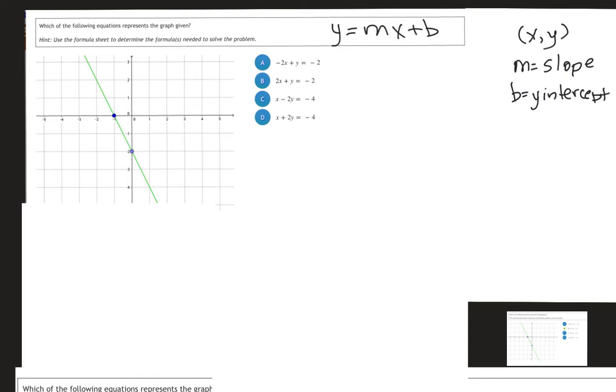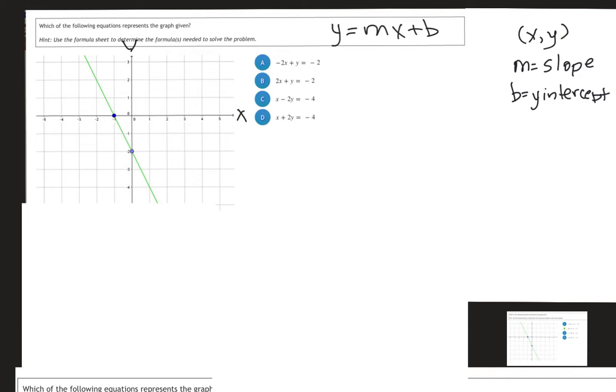Your slope is the slant of your line, or how steep your line is, and your y-intercept is where your line intercepts with your y-axis. And your y-axis is the vertical axis, and your x-axis is the horizontal axis. Okay? Remember that.